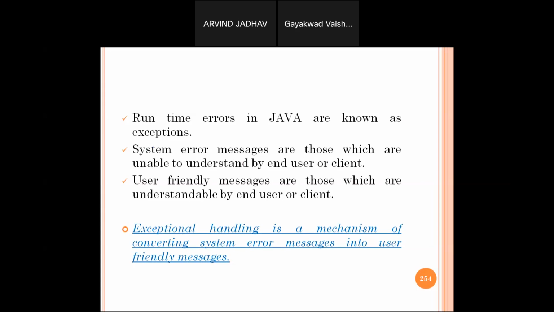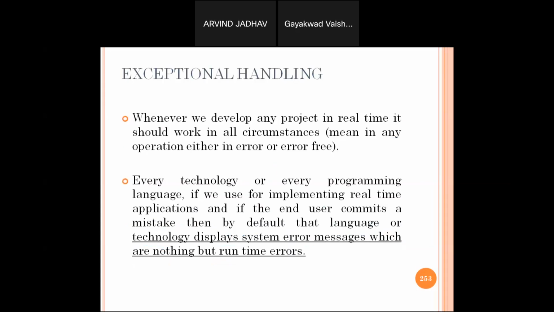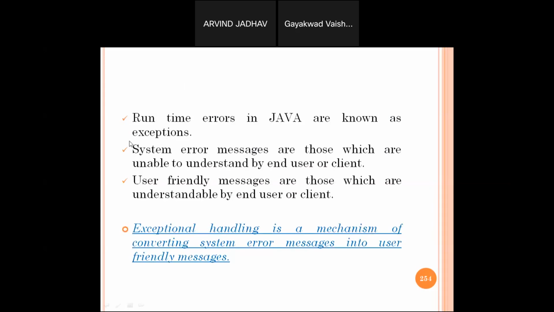So now we will deal with exception handling. See, we saw exception, runtime error is nothing but exception. Now we are dealing with exception handling. See, this system error message being converted into a user friendly message is known as exception handling. Exception handling is the mechanism of converting system error messages into user friendly messages.